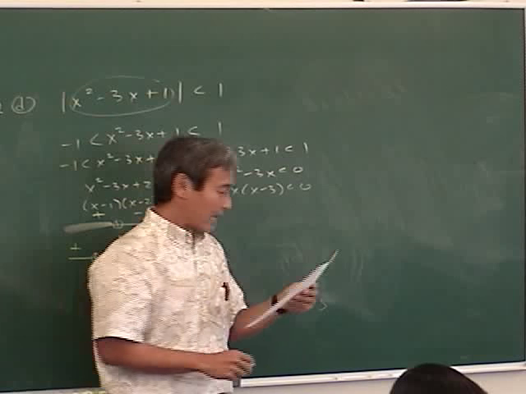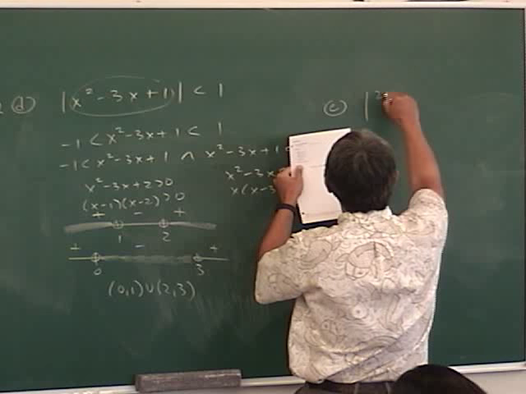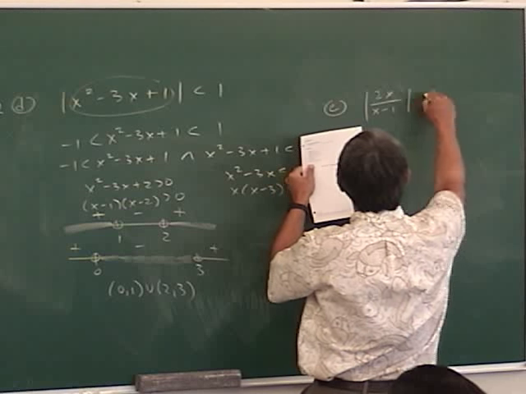Okay, D, E, F, E. Okay, there's 2 ways to do this. You wanna do this the long way or the short way?